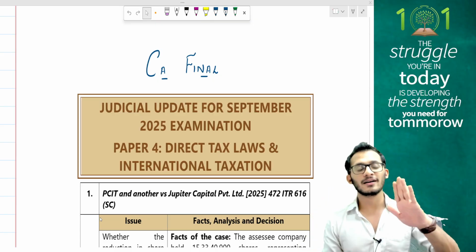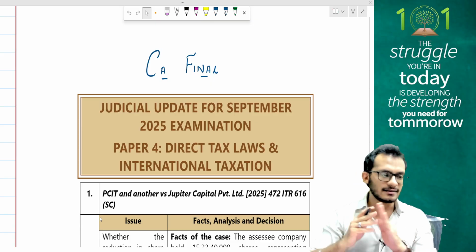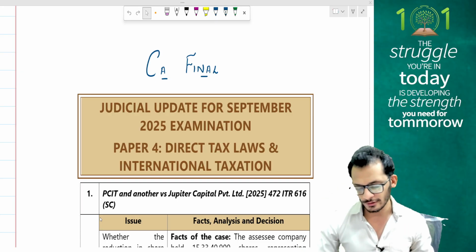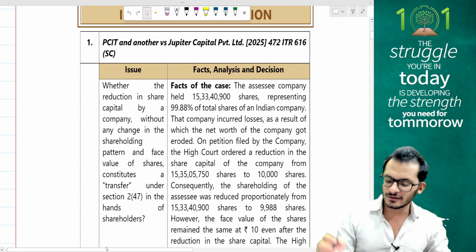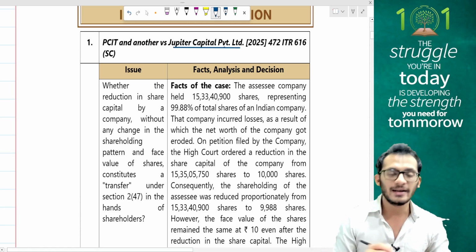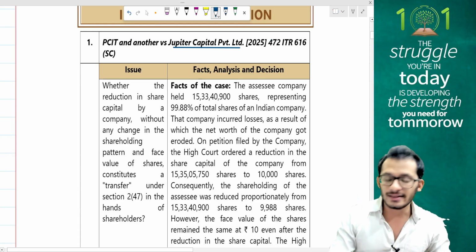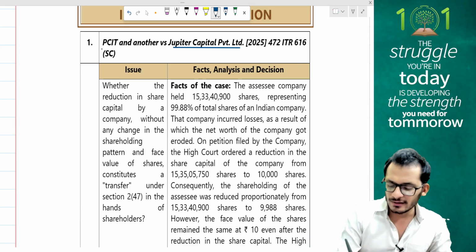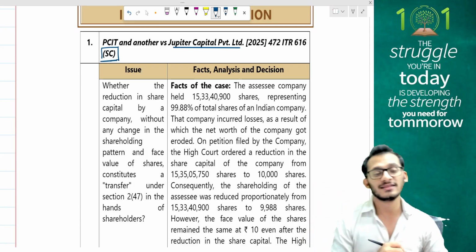I'm going to give you the background and then I'm going to explain the case laws to you. Let's highlight a few things so that you can mark those off for your examination purposes. Case law number 1 is PCIT and other versus Jupiter Capital Private Limited. This is a 2025 recent case law. People, the citations are not important for the exam. Please don't break your head trying to remember citations. It is only sufficient if you remember the court which is taking the decision.